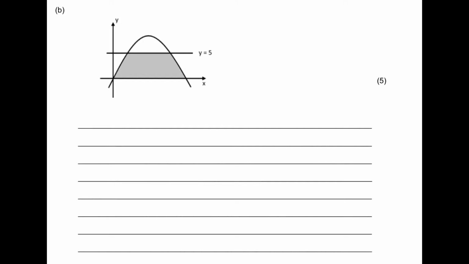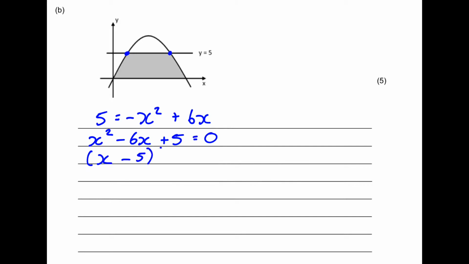Okay, question B actually follows on. Remember, we already know that this whole area is 36 units squared from the previous question. So now what we need to do is to find out what that value is and what that value is, the x values. We know the y values are 5. So because we know the y value is 5, we can substitute 5 into our equation, which was negative x squared plus 6x, and now solve for x. So take the x squared over, take the 6x over, and the 5's already there, and so now we can factorize. So x minus 5 into x minus 1 will give us 0. So therefore x equals 5 or x equals 1.